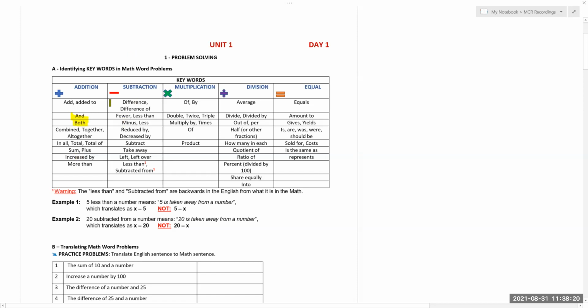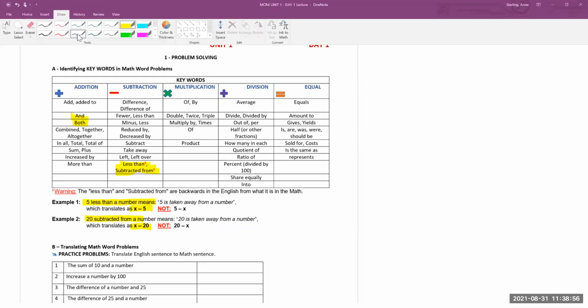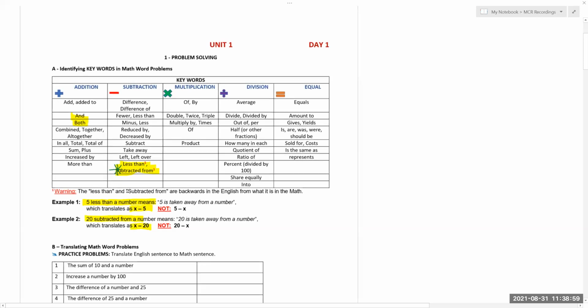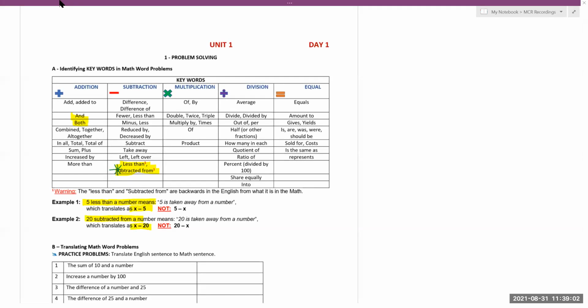For subtraction, if you see the word difference, minus, the one here I'm going to point out is that if you see less than and subtracted from, they're actually backwards from what we think. If you think 5 less than a number, that means X minus 5. If I have $5 less than you, it's whatever you have minus 5. Same with subtracted from. 20 subtracted from a number reads the other way, X minus 20. So they read backwards from how we might think. So just note those two. That's why I have that nice subscript there.